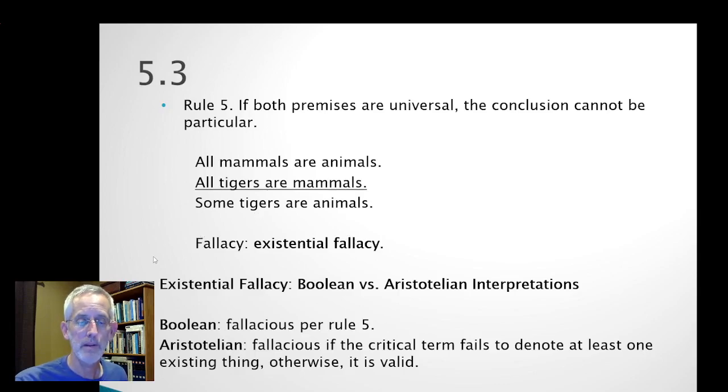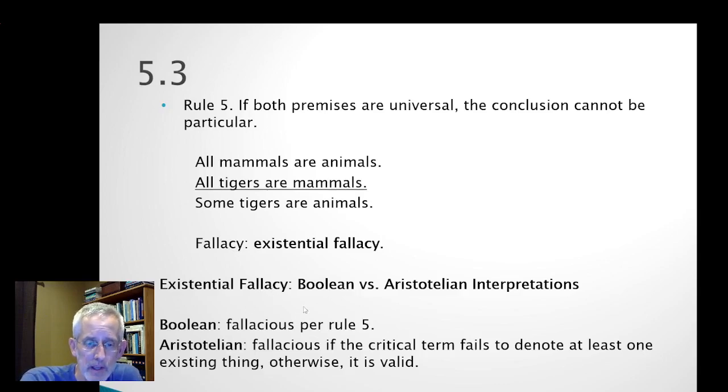But what makes it a little more difficult is the disagreement that Aristotle and George Boole have about how to interpret these "some" type propositions, an I-form categorical proposition. What Boole said is this sort of structure is always fallacious. Anytime you have two universal premises and a particular conclusion, the argument is going to be fallacious no matter what. It will always commit the existential fallacy.